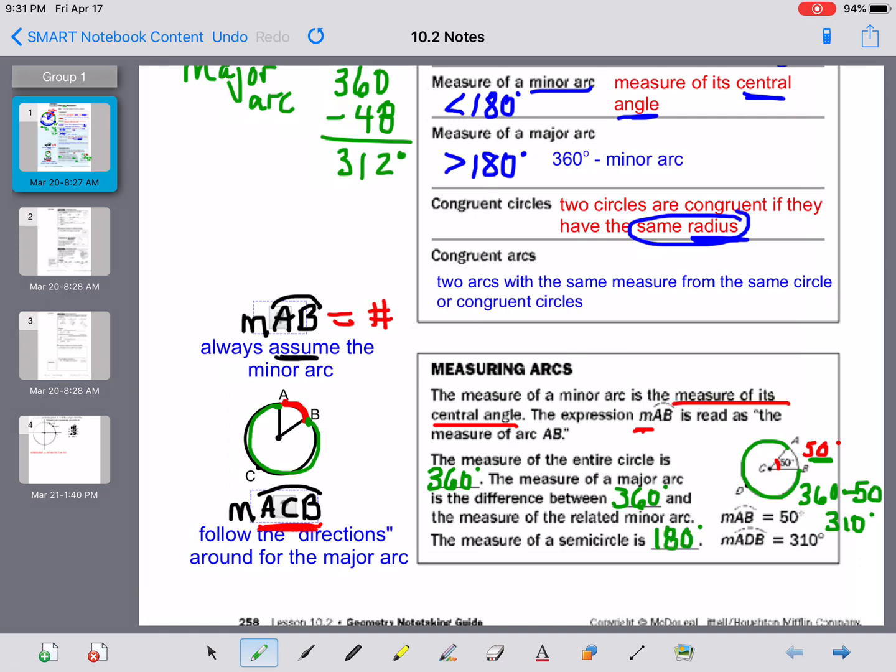So page 1, a lot of definitions, a lot of just making sure we understand the terminology. Let's move on to page 2.